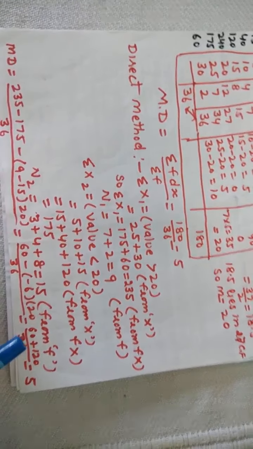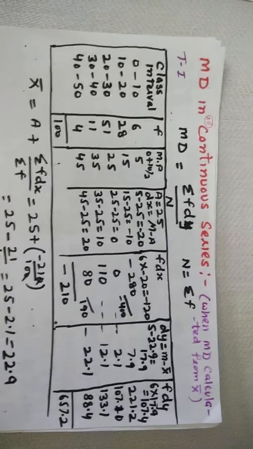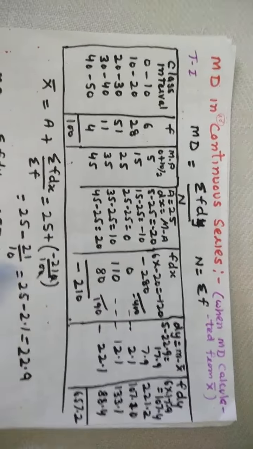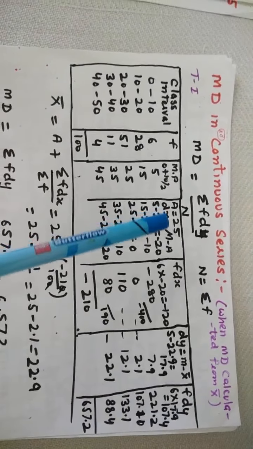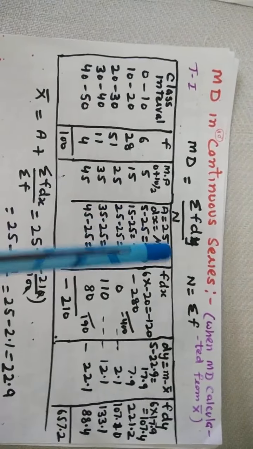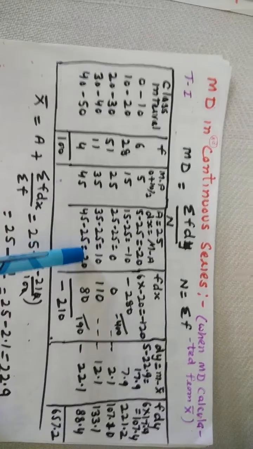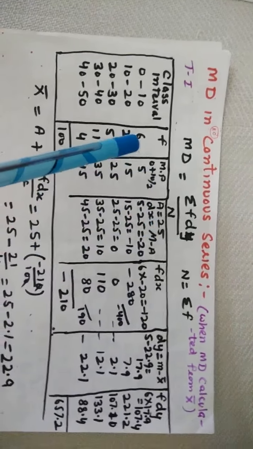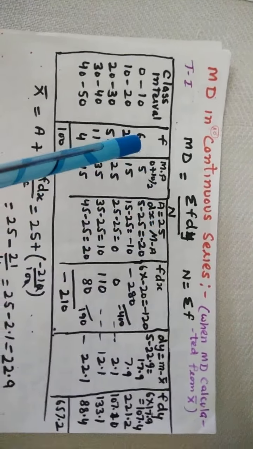Next is mean deviation in continuous series. When mean deviation is calculated from the mean, and class intervals and frequencies are given, we calculate the midpoint from the class interval. 0 plus 10 divided by 2 is 5 and so on. Then we assume a number from the midpoints, that is 25, and take deviation. Then multiply deviation with frequency. 20 into 6, 120 and so on.